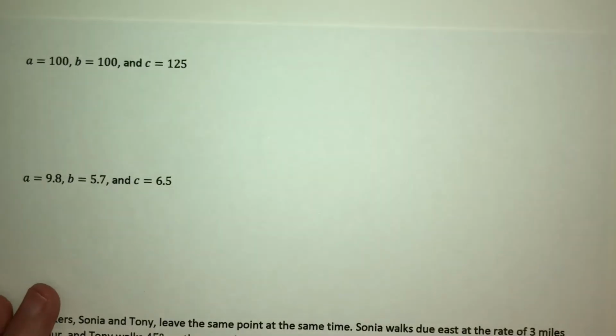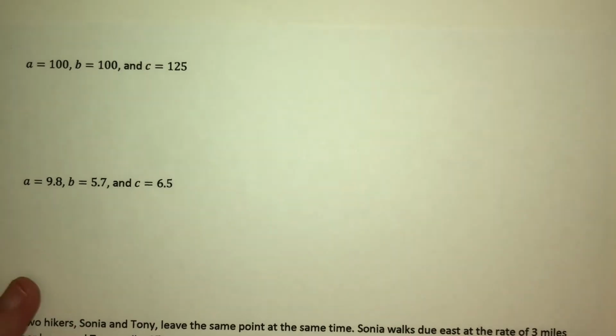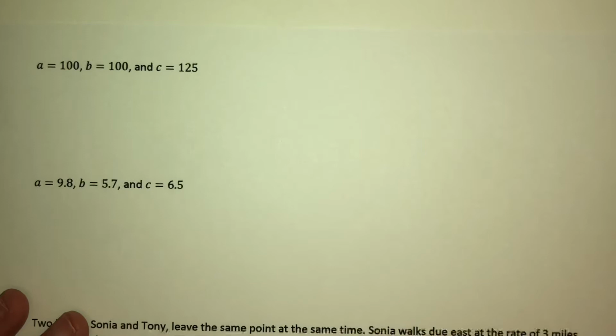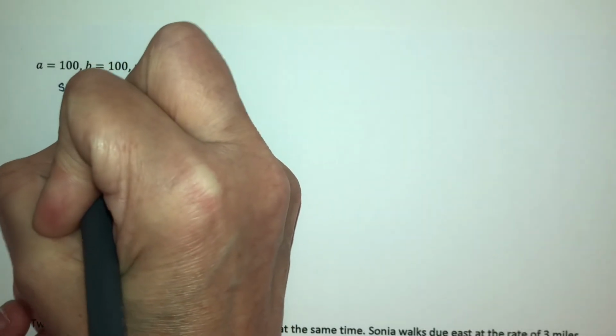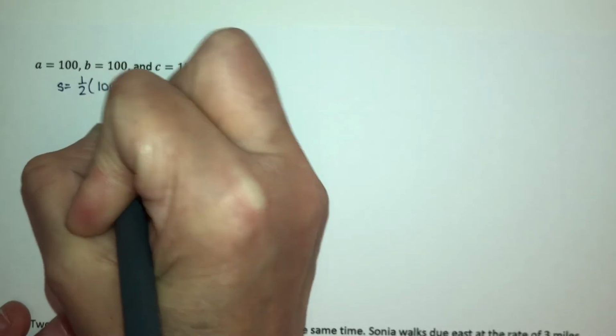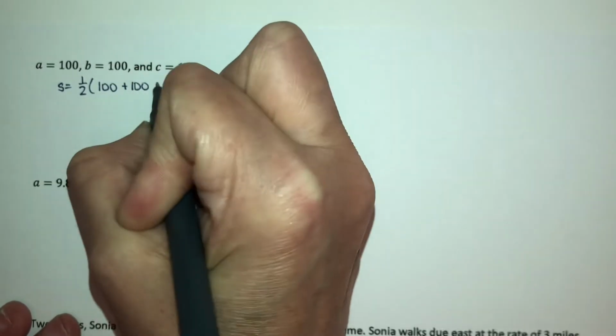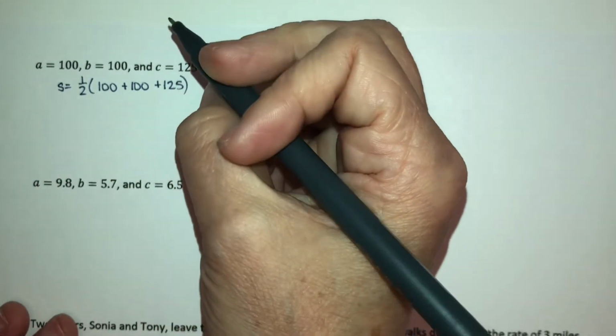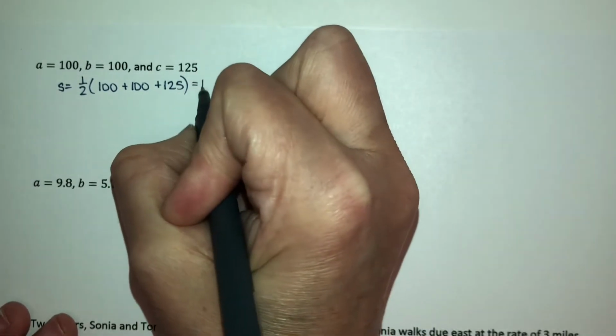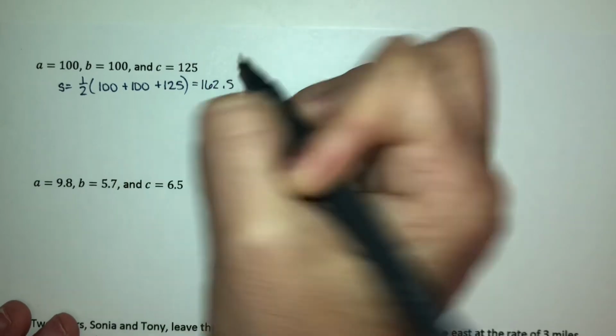So let's find the area of this triangle. A and B are both 100. C is 125. So the first thing we need to do is to find S, and S is half of all of our sides added together. And you'll get that your S value is 162.5. I said A, I meant S. 162.5.